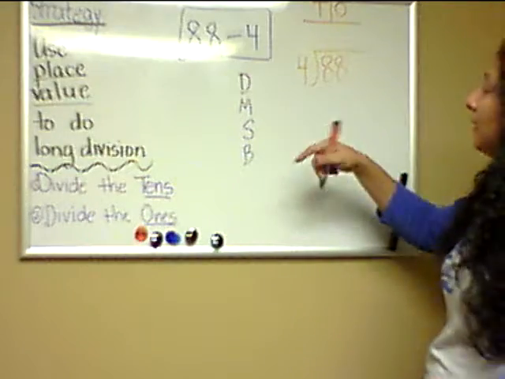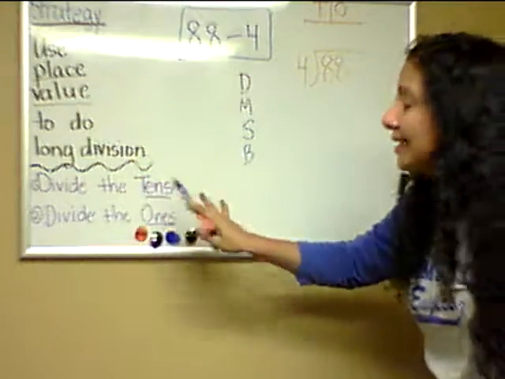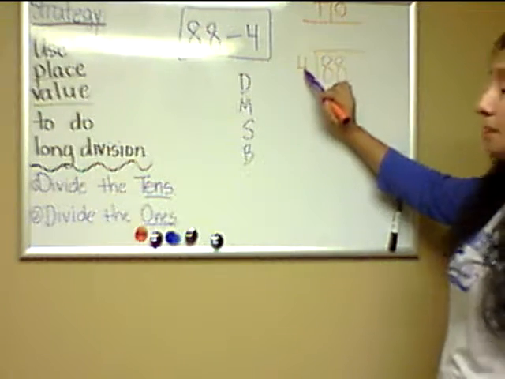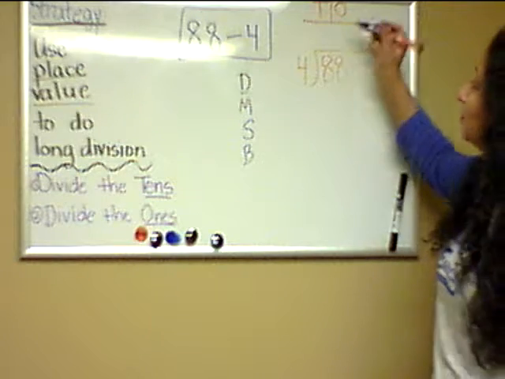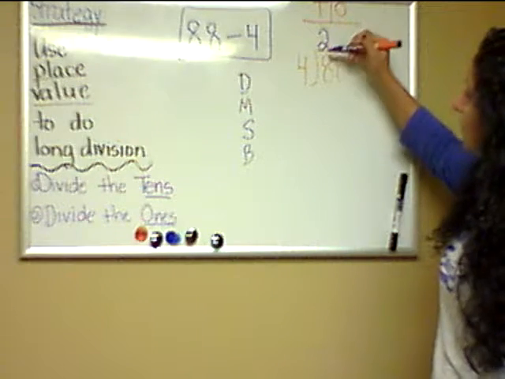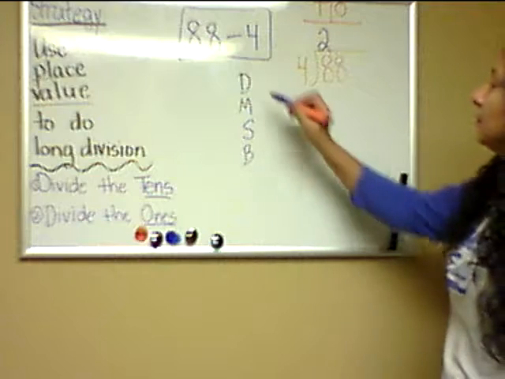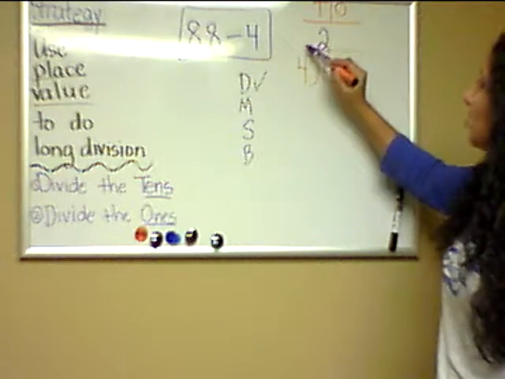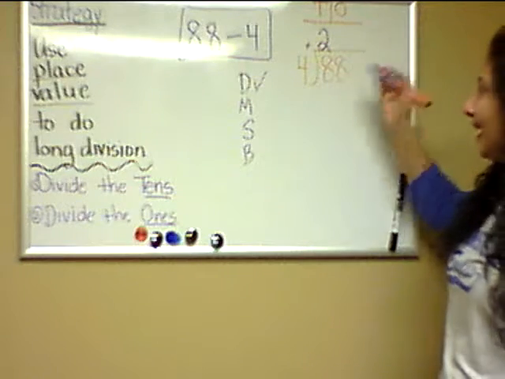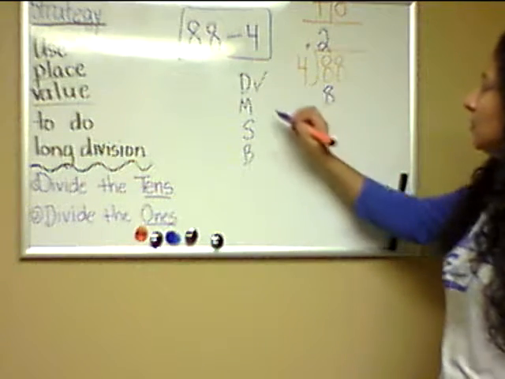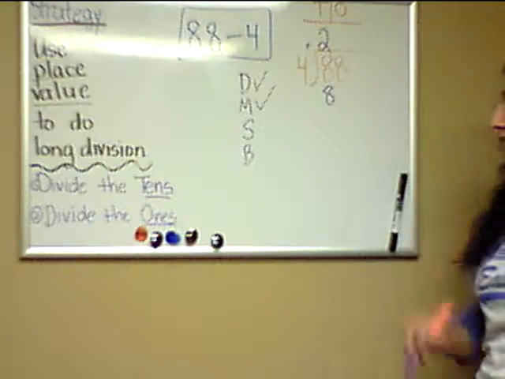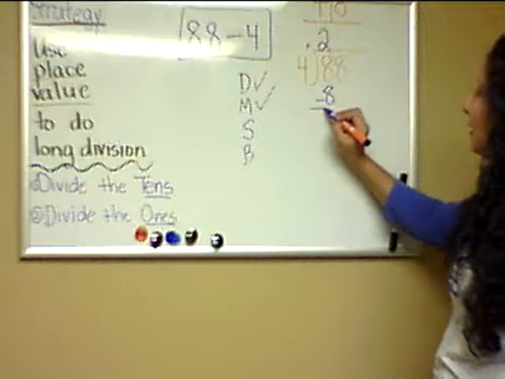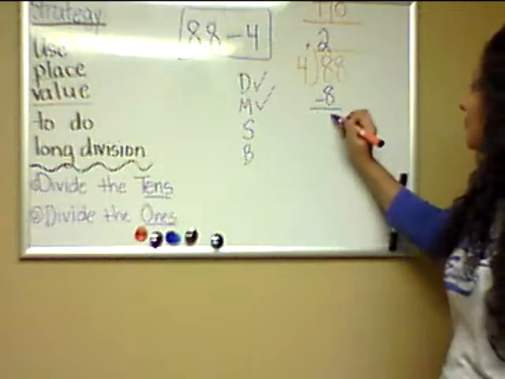First step is divide. We're going to divide the tens place first. 8 is in the tens place, so 8 divided by 4 is 2. Write it right on top of the number you just divided. Check for divide. Next step is multiply. 2 times 4 is 8. Good job. You just multiplied. Check it off. Next step is to subtract. 8 minus 8 is 0.